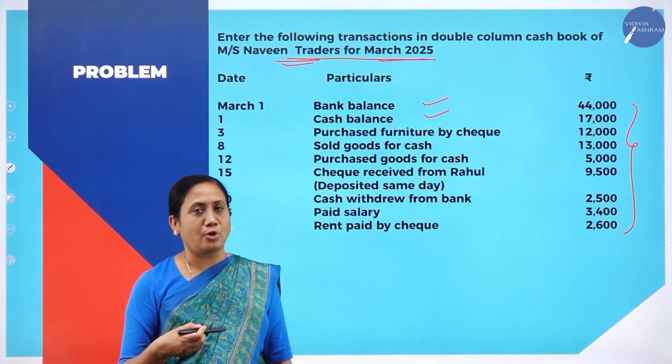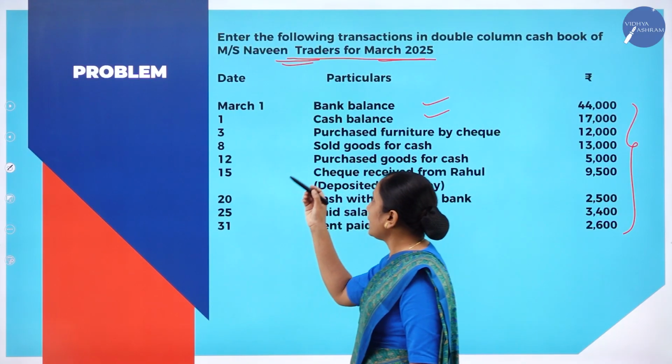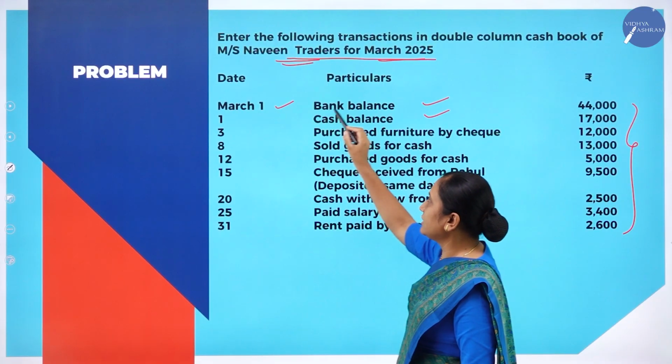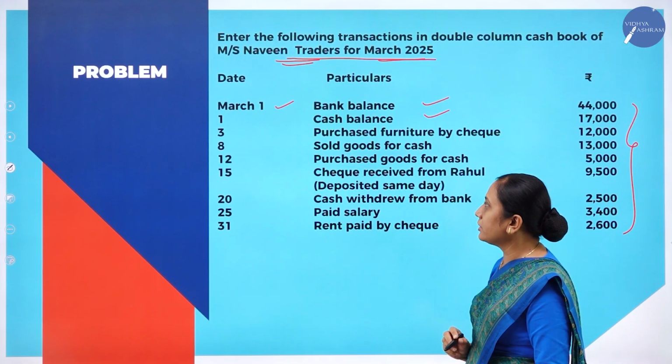Previous month balance brought down. Okay, this we will record it now. Bank balance, cash balance, opening balance. March 1, they have given us the opening balance. That we will record here.